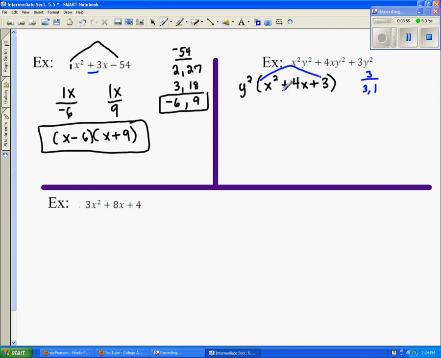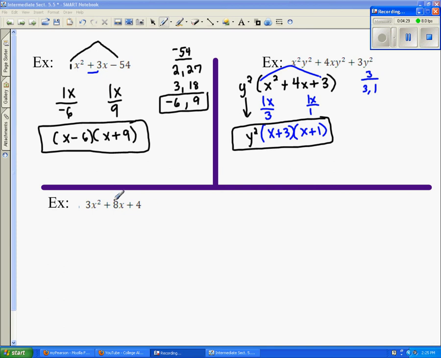So I'm going to take my coefficient, which is 1x, and I put it over 3, and then I put 1x over 1, and I simplify. This just stays x plus 3. This is just going to give me x plus 1. And I can't forget to drop down my y squared. So my solution is just going to be y squared times the binomial x plus 3 times x plus 1.